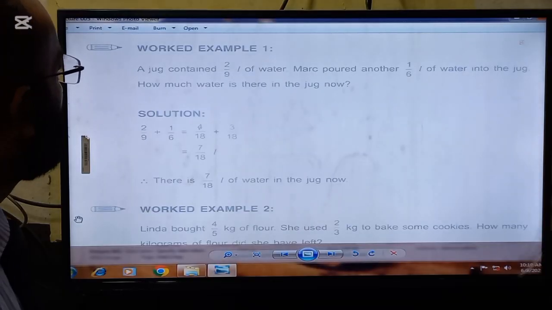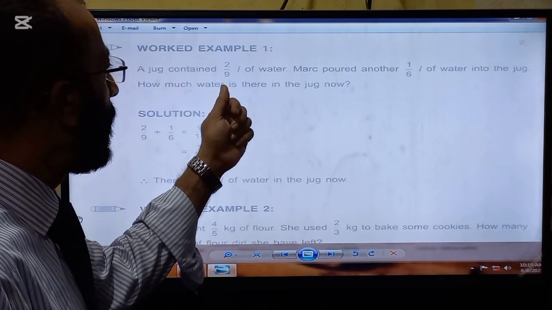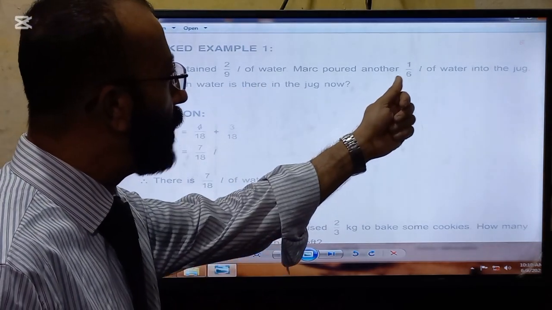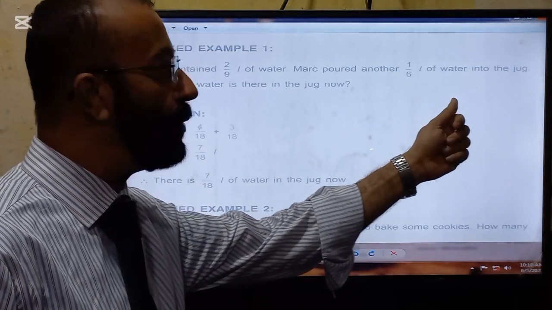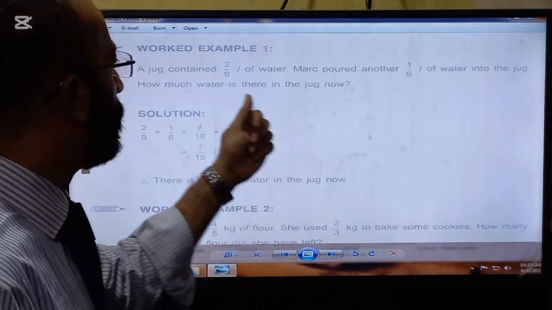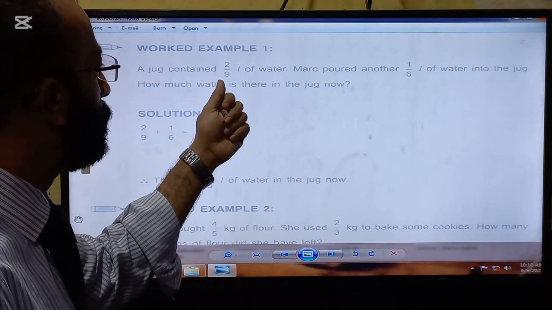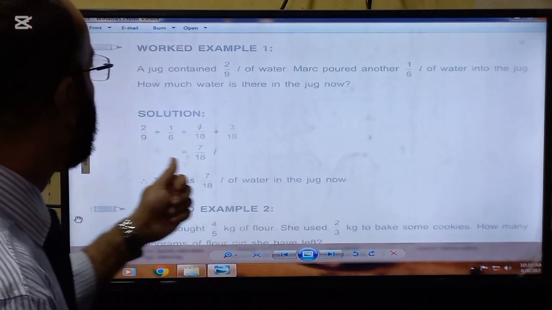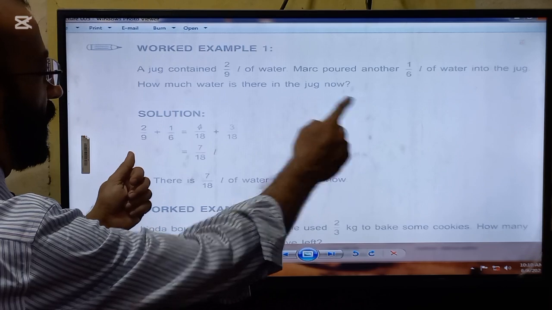Here is another question. A jug contained 2 by 9 liters of water. Mark poured another 1 by 6 liter of water into the jug. How much water is there in the jug now? So the previous quantity was 2 by 9, and the other quantity 1 by 6 is also added. So 2 by 9 plus 1 by 6, the unit is the same.